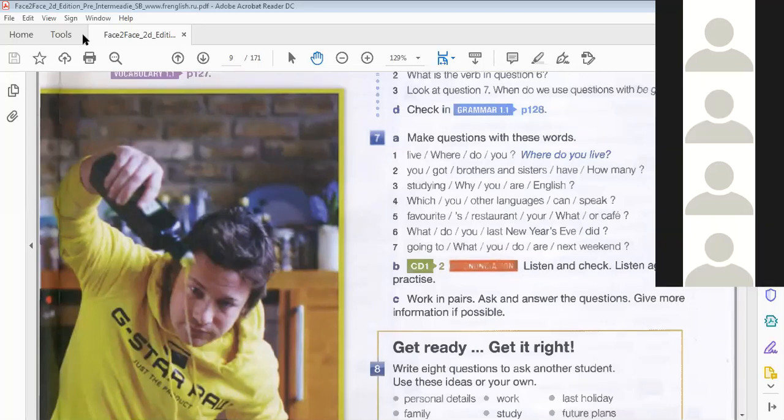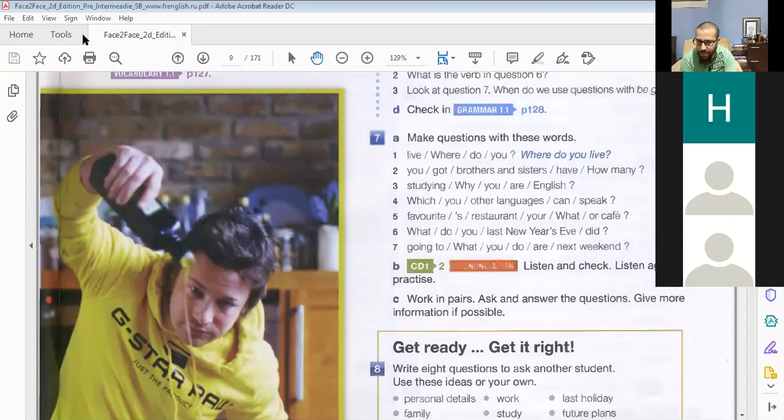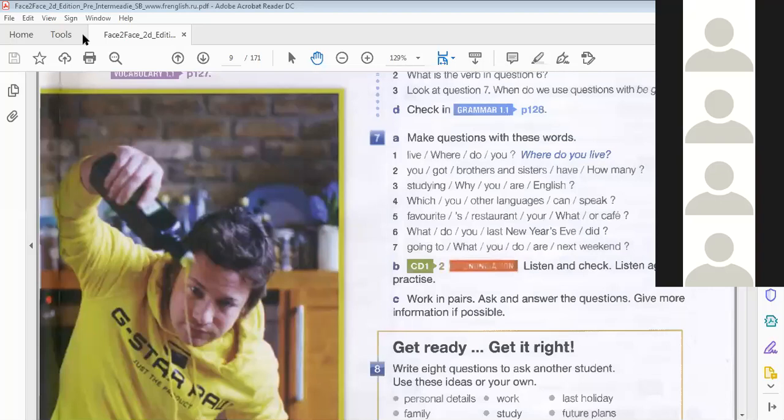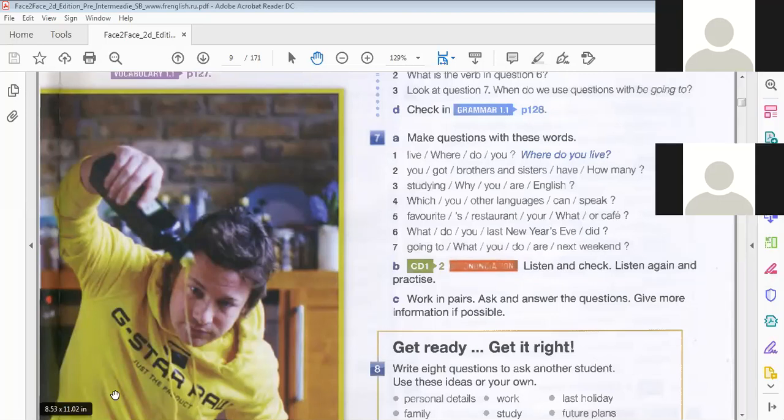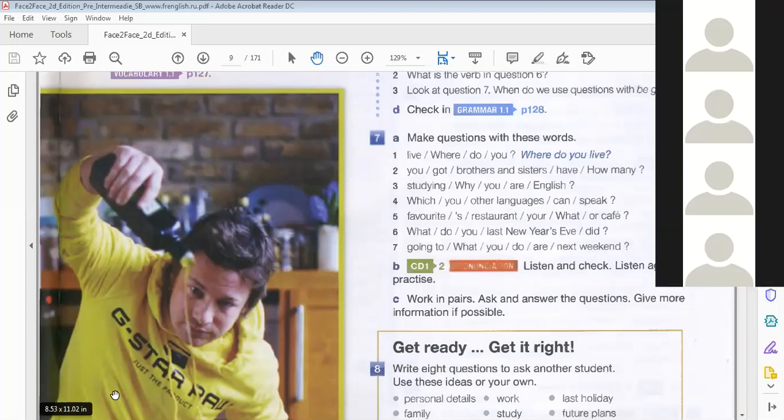Which other language can you speak? Okay, I think your internet is a little... Which other language can you speak? That's it. That's it. Which other languages can you speak? Okay, good. Yeah, I can hear you now. We heard your answer, correct? Okay, let's see. Hannah, would you like to do number 5?